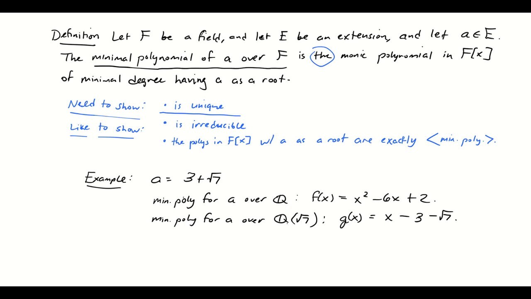Over Q, the minimal polynomial has degree 2. I'm going to mark that over here. And over Q adjoin root 7, our minimal polynomial has degree 1. And accordingly, we sometimes say that this element, 3 plus root 7, has degree 2 over the rationals, but has degree only 1 over Q adjoin root 7.